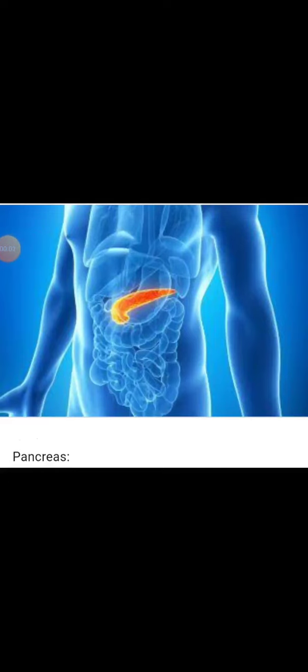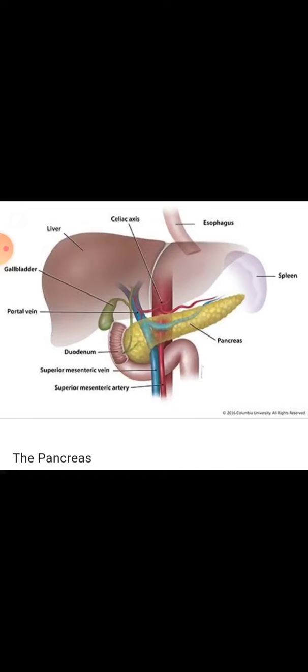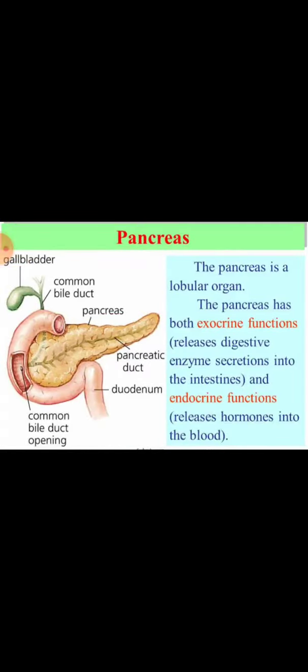Hello students, now we will continue Biology Chapter 5 Human Endocrine System. Let us study pancreas. Pancreas is a gland located in the abdomen near the small intestine. It secretes both hormones and enzymes. So do remember, it has dual function. That is, it has both endocrine as well as exocrine function.